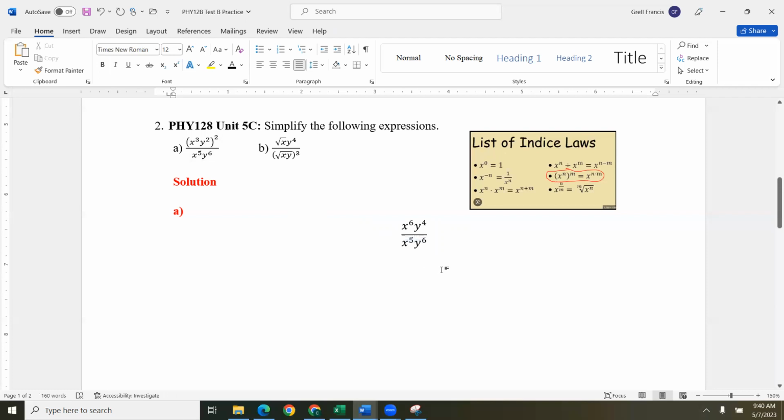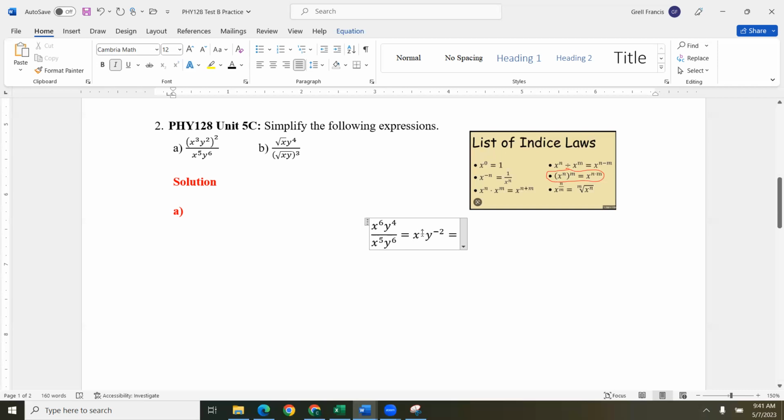Now we've got to use another law of indices, which is the one whereby you've got to subtract the powers. And this would be this one right here. So we've got to subtract 6 minus 5 and 4 minus 6, because we are dividing. So that would be x raised to the 6 minus 5. 6 minus 5, that would be 1. And y raised to the 4 minus 6. 4 minus 6 is negative 2.